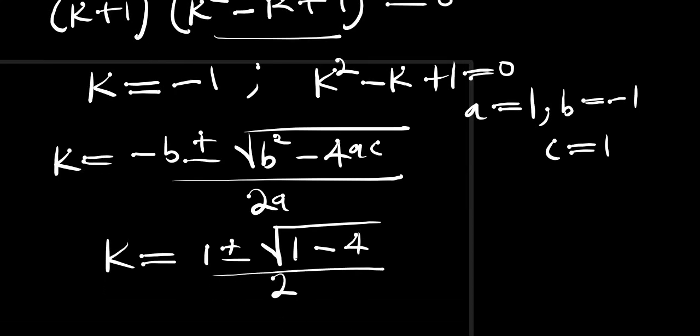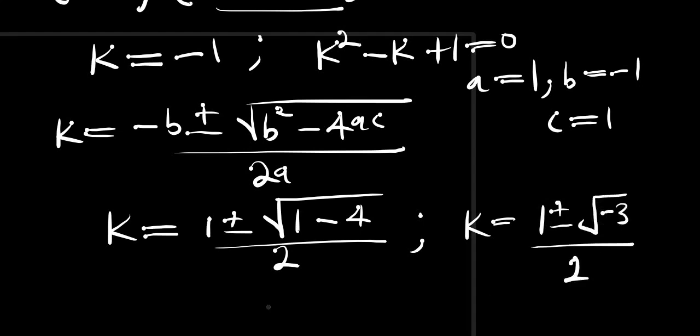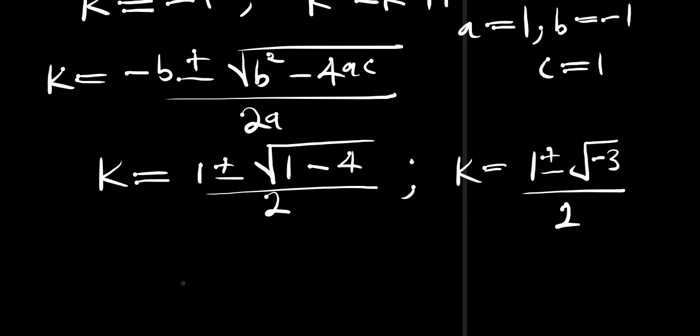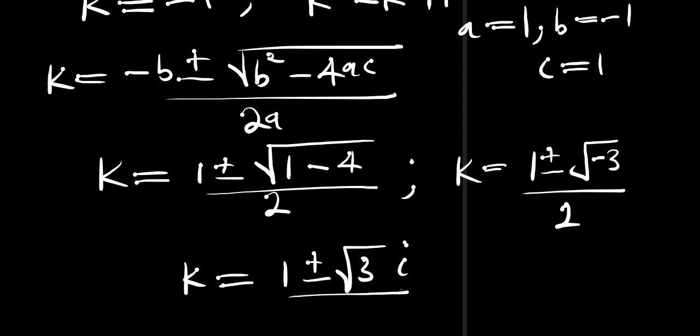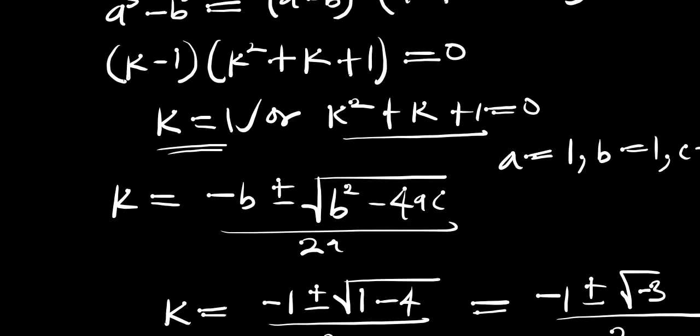So that means this will give us k equals 1 plus or minus the root of negative 3, divided by 2. And from here we are going to have k equals 1 plus or minus root of 3 times i, divided by 2. Another complex solutions. Now we are done with the first case, the first set of cases.